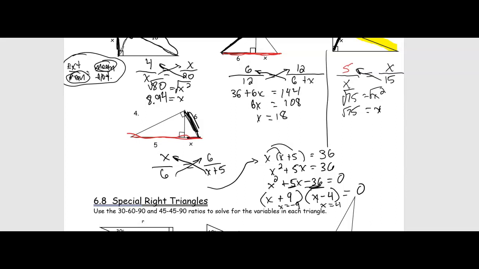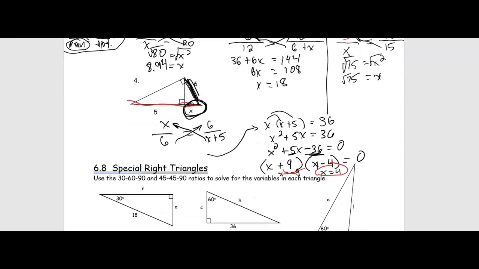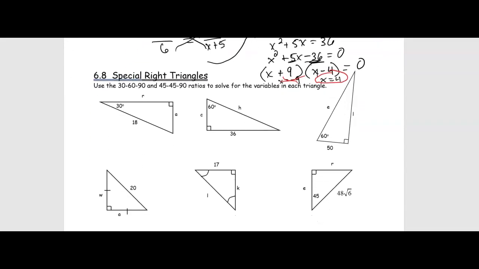But if you think about this answer, we can't have this x be a negative length. So the x value of a negative 9 doesn't make any sense. The answer would have to be the 4. All right, so that's those. There'll be a few of those. That's one of the things we did right before we left.